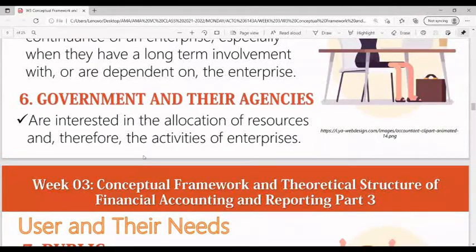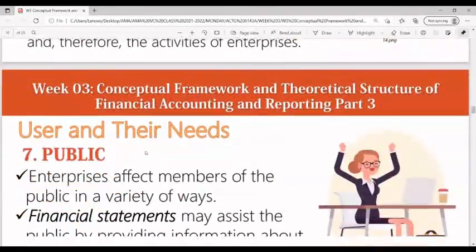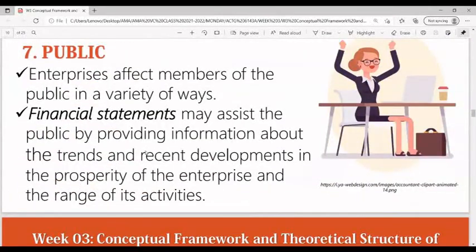Government and their agencies are interested in the allocation of resources and therefore the activities of enterprises. Also, a public enterprise affects members of the public in a variety of ways. Financial statements may assist the public by providing information about the trends and recent developments in the prosperity of the enterprise and the range of its activities.